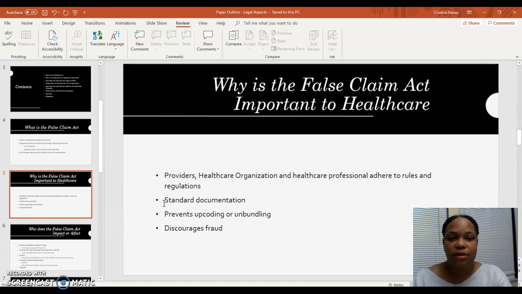Why is the False Claims Act important to healthcare? The False Claims Act is important to healthcare because it's a tool that's used to fight against false claims. And with providers and organizations knowing what they face, it helps providers, healthcare organizations, and healthcare professionals, like coders and such, to adhere to the rules and regulations of regulatory agencies. Those also help with the standard documentation that is required for them with the claim submitted. And it prevents healthcare professionals from upcoding or unbundling, and it also discourages fraud.